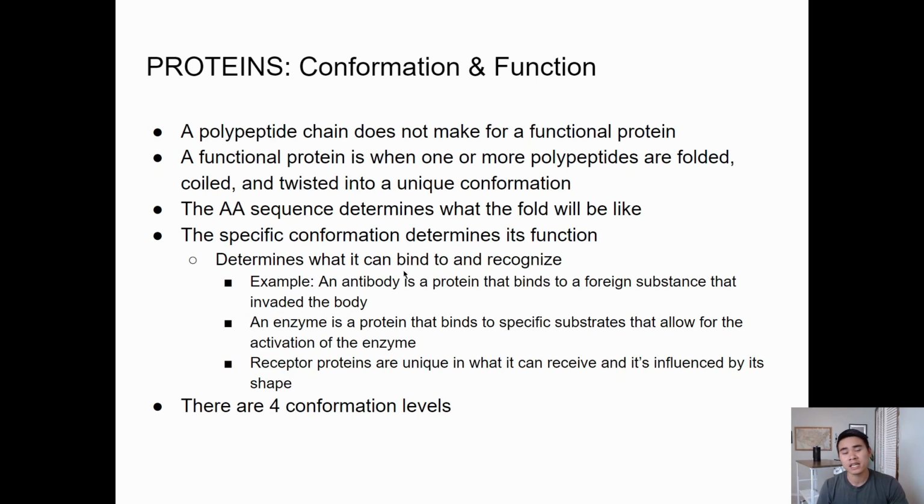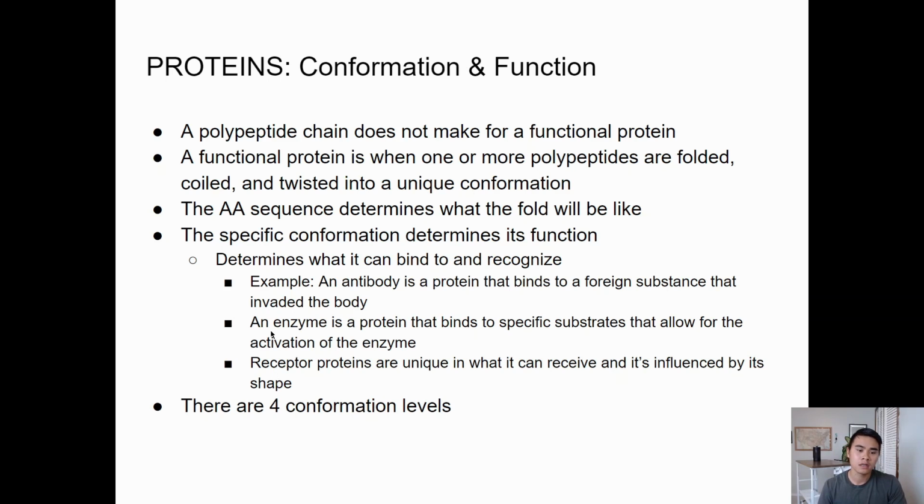It also determines what it can bind to and recognize. For example, an antibody is a protein that binds to a foreign substance that invades the body. We have different antibodies inside our body, and right now with COVID, we're testing for COVID antibodies, right? If you have the antibody for COVID, it binds to foreign substances like COVID viruses, removes them from the body, and signals for their destruction. So if you have the antibody for something, that's why we're trying to identify COVID antibodies.